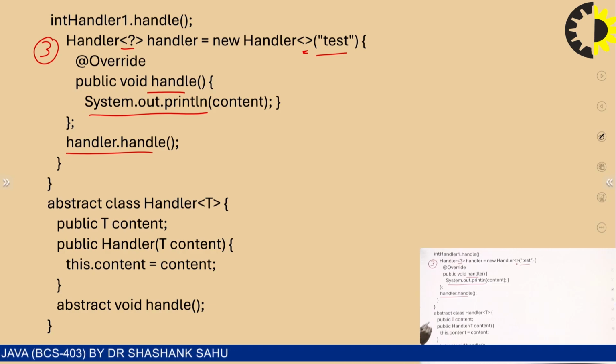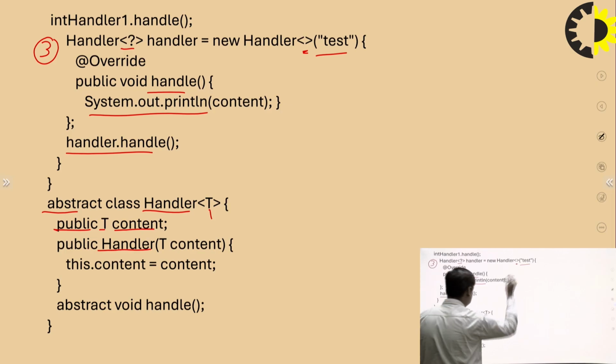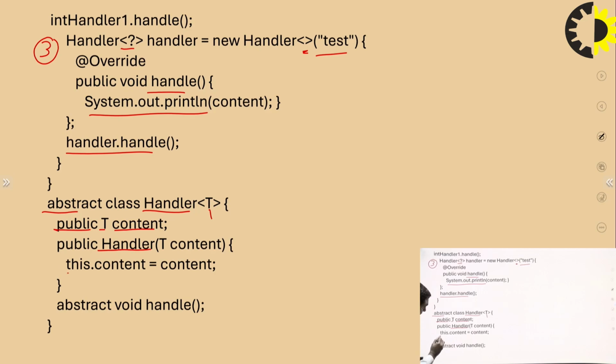Now, see here, this is an abstract method. We are using this handler and we have defined the T. So, it is a generic class. We can pass an integer, a double, or a string, and this content is defined as public. Then there is one method, a constructor. Whatever you pass will come to the constructor. So, test will come in the content. Internally it will be stored in this content variable, or you can say instance variable.